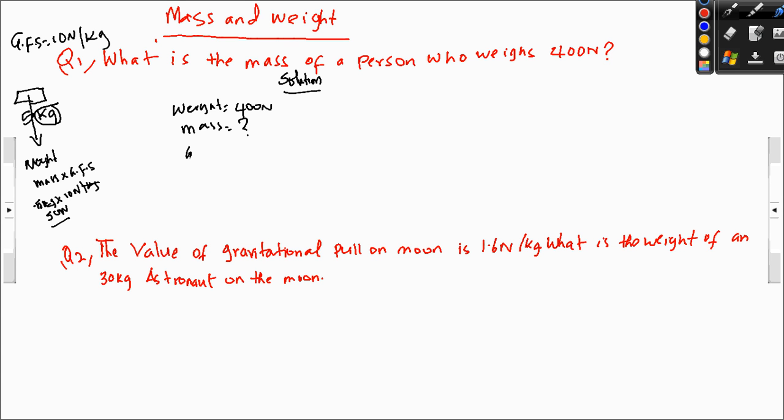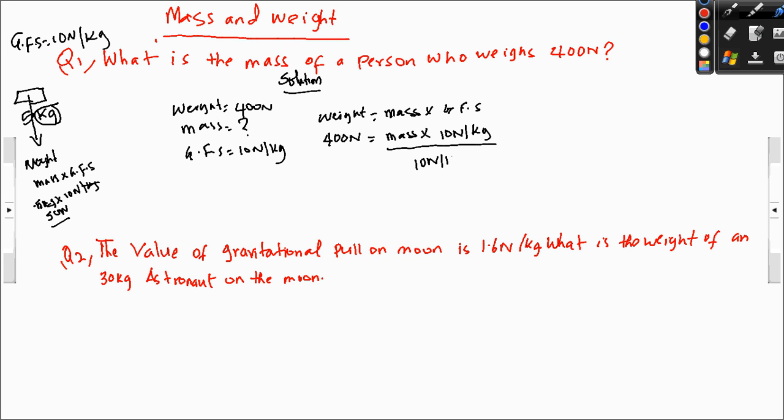And we already know the gravitational field strength of the Earth is approximately 10 Newton per kilogram. So this is very simple. Now we're going to say the weight of this person equals the mass times the gravitational field strength of the Earth's surface. Now we're given the weight to be 400 Newton equals mass, which we don't know, times the gravitational field strength, which we know to be 10 Newton per kilogram. So to solve this, we need to divide through by 10 Newton per kilogram because we need to leave mass alone on the other side of the equation.